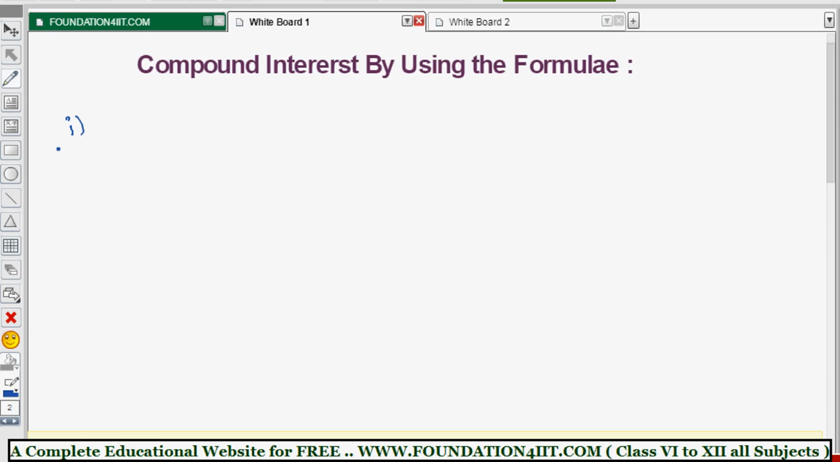First one, when interest is compounded annually. From here onwards, we need to solve problems using formulas only. Okay, when interest.